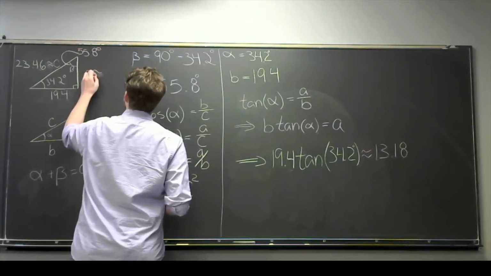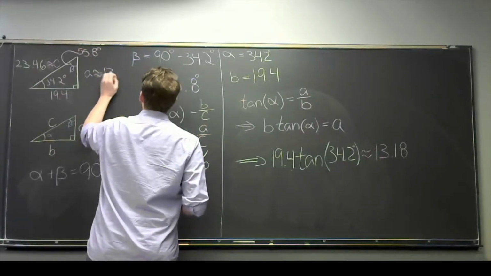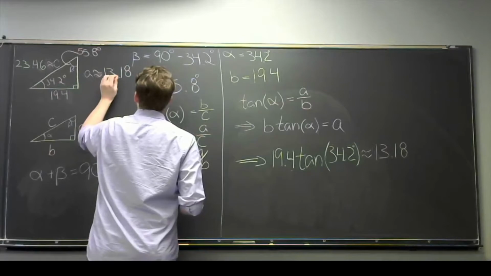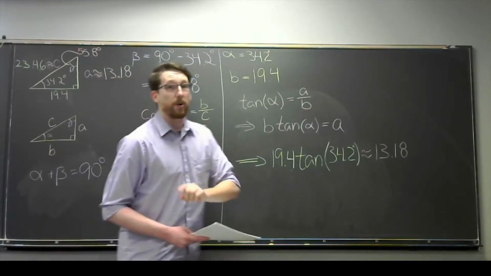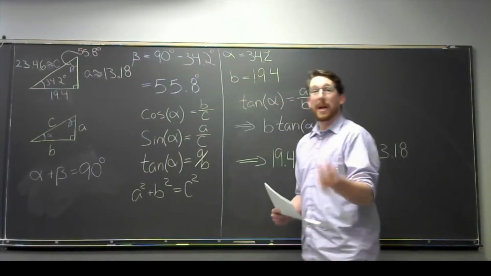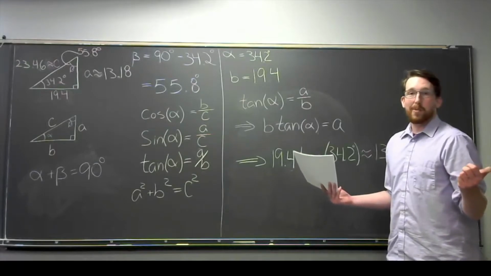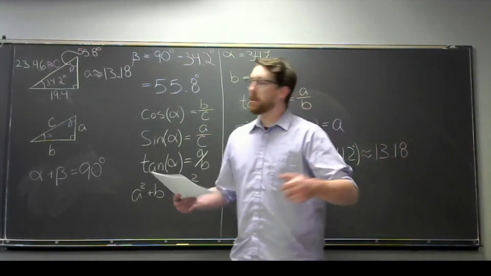These are approximations, so we use squiggles. 13.18. And yes, I just called that symbol a squiggle because I don't know the actual name of it. I've always just called it the approximation symbol, but it's squiggles. It looks like waves.